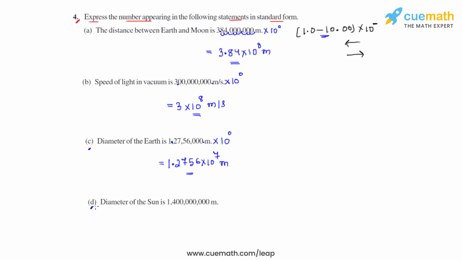Now coming to the part D, which is the diameter of the Sun, we have to get the decimal between 1 and 4. The decimal is currently after the last digit, which is 0. We have to move the decimal towards left by 9 places. So our answer will be 1.4 times 10 raised to 9 meters. This is the diameter of Sun in the standard form. We'll go on to the next set of bits given in the same question.